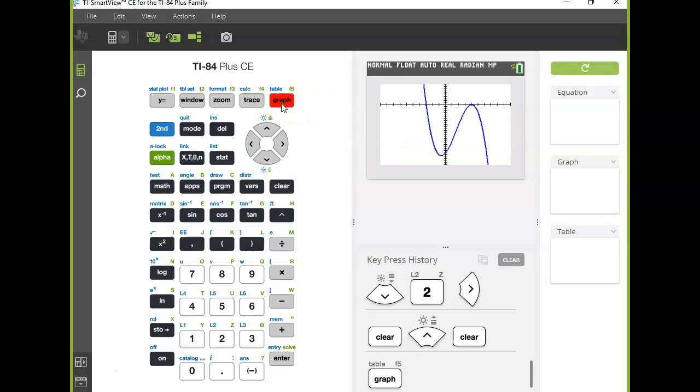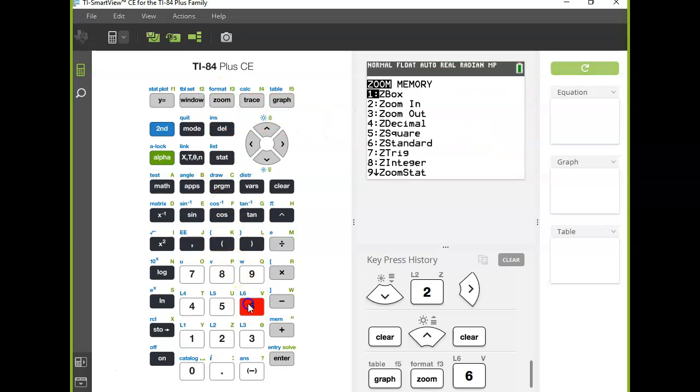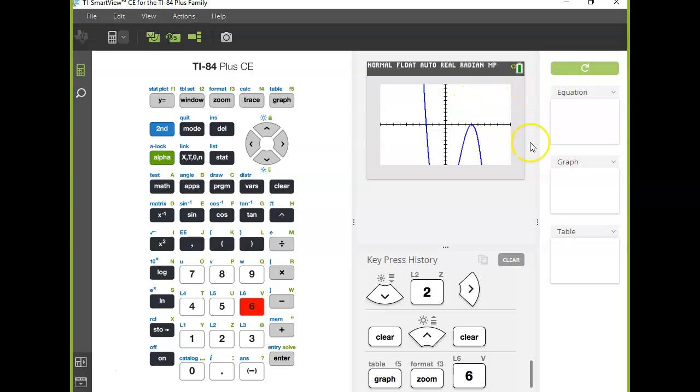I'm not sure where my window is, and actually my window here is probably not where yours is, so I might do this. This is basically the standard window. It doesn't show me the whole graph. I need to see more in the y direction going down.